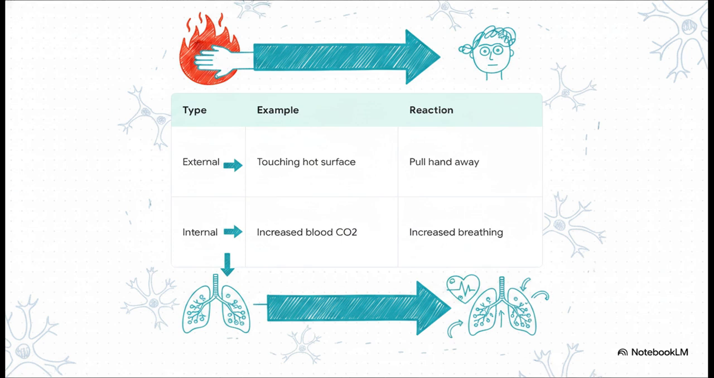Notice how we've mapped out an external stimulus on the top row here. You touch a hot surface, and boom, that maps directly over to a physical reaction, pulling your hand away. The input came from outside your body. Now check out the bottom row. This is an internal stimulus. Something like an increase in your blood CO2 levels flows straight into a systemic bodily reaction, like breathing faster. But the overall flow? It's always exactly the same. A detectable change leads straight to an immediate biological reaction.